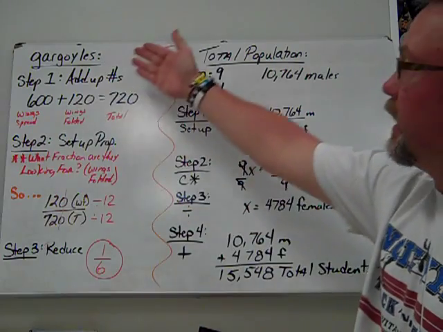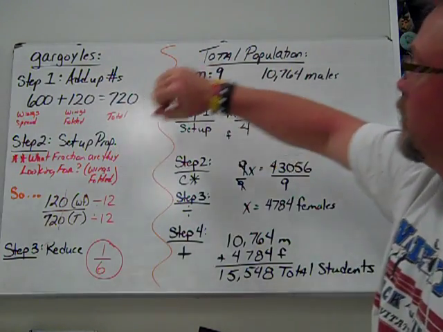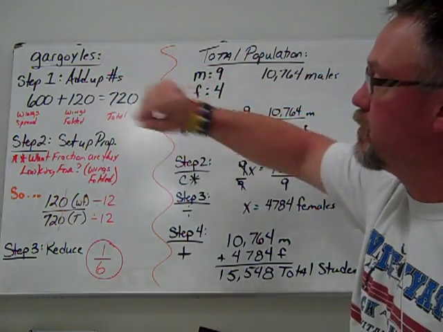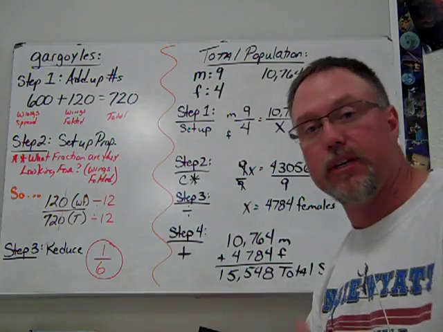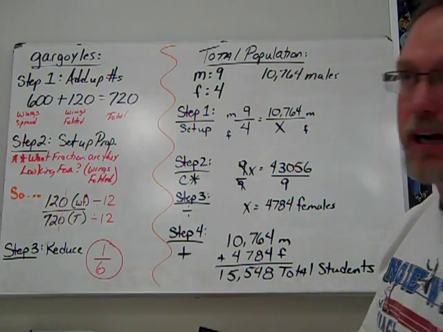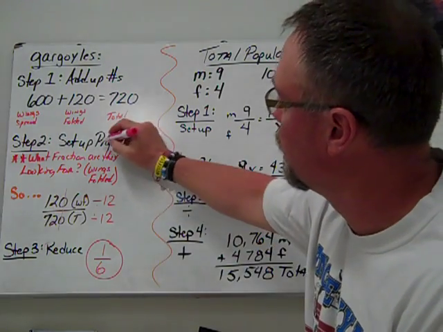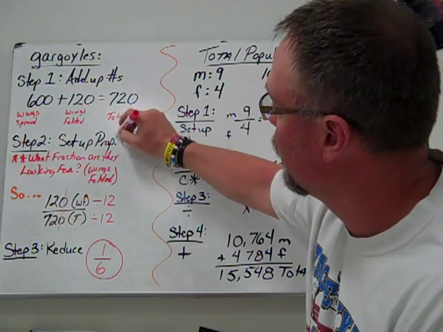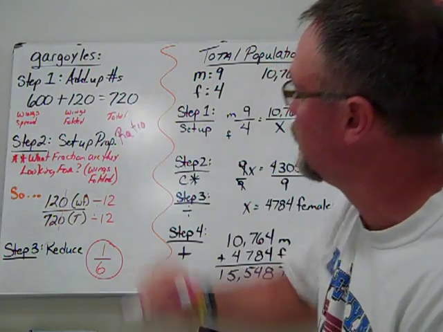Next examples, I've given you titles. In this case, we're looking for gargoyles. What we're going to do first is do a couple of things before we actually get into this. This is actually going to be a fractional ratio, so instead of a proportion, we're looking just to solve and set up a ratio.